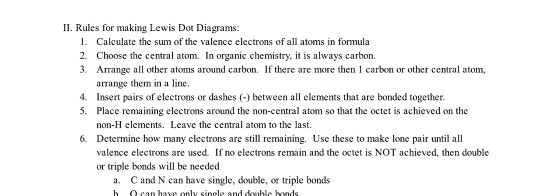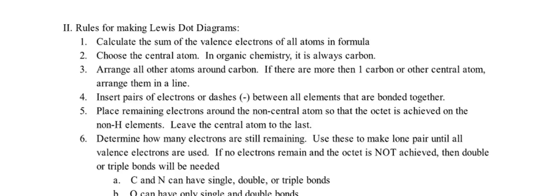So number 1 rule, and you'll see I do this every time: calculate the sum. That means you're going to add all those valence electrons. That's why you have your periodic table, for the atoms in the formula. Then choose the central atom. In organic chemistry, it is always carbon, okay? Arrange all the other atoms around carbon. If there is more than one carbon or another central atom, arrange them in a line first, okay? Then insert the pair of electrons or dashes between all the elements that are bonded together. So the carbon, or whatever your central atom is, and anything else that goes around it, okay?